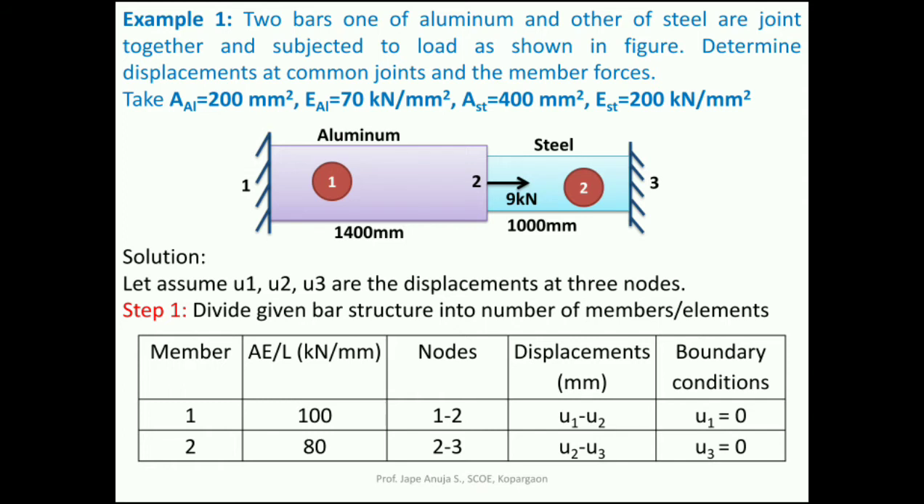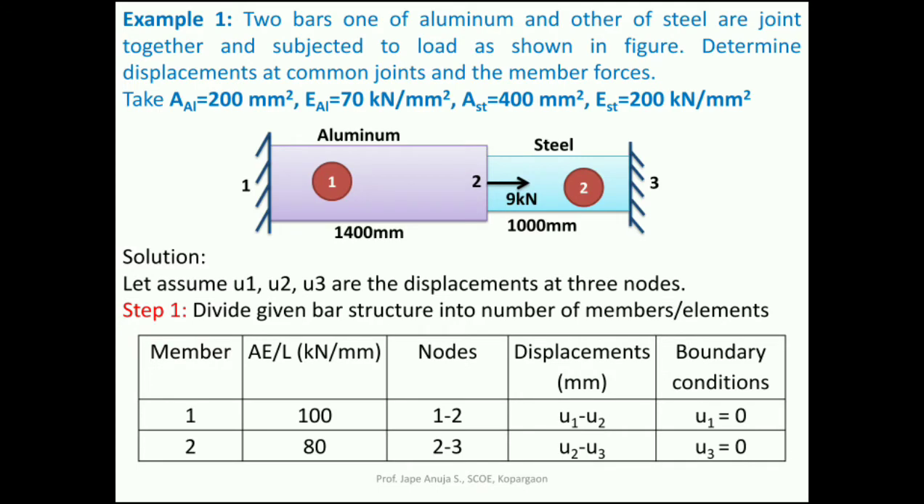Then write down the nodes and displacements associated with members 1 and 2. For member 1, nodes are 1, 2, displacements are U1 and U2. For member 2, nodes are 2, 3 and displacements are U2 and U3. Then write down the boundary conditions. As U1 and U3 are at fixed supports, U1 and U3 are 0. The displacement at a fixed support is 0, while U2 is unknown. So there is only one unknown in this problem that we have to calculate.